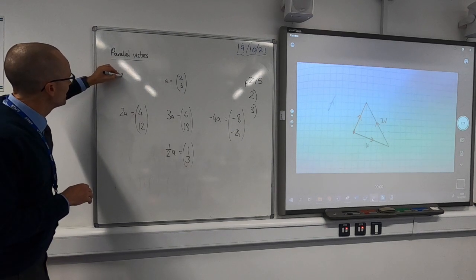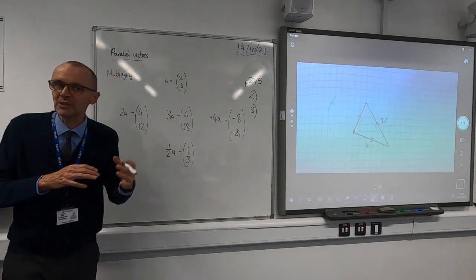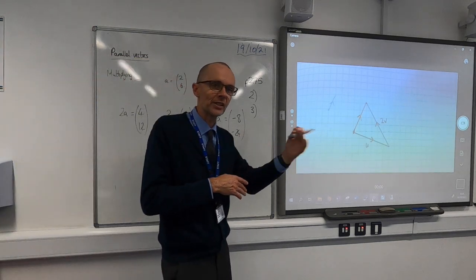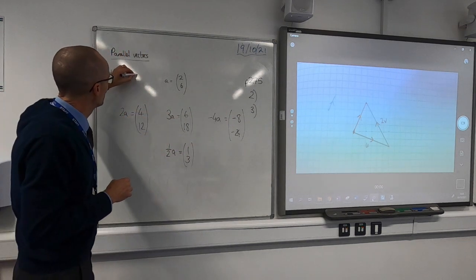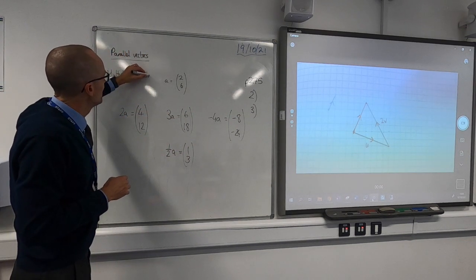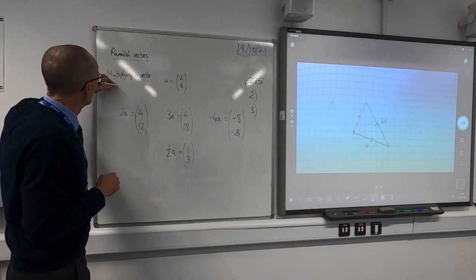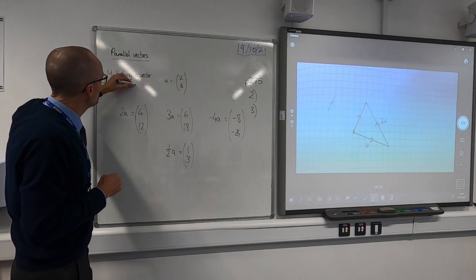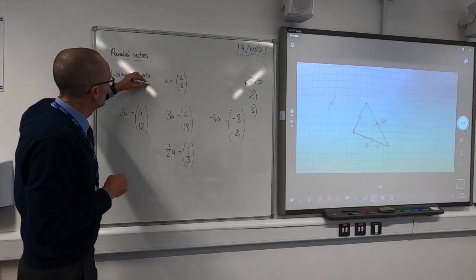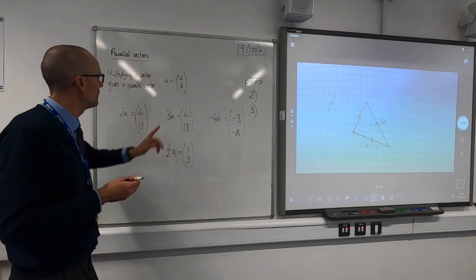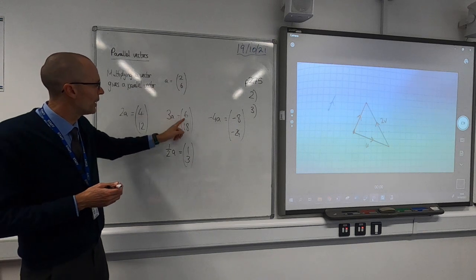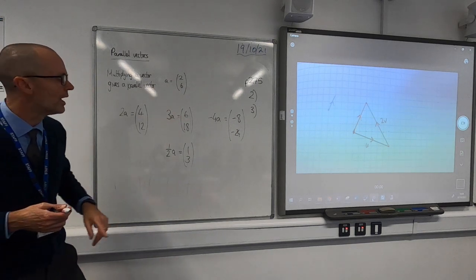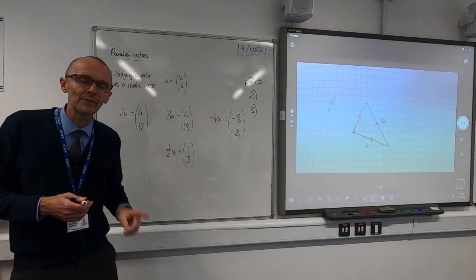We say multiplying a vector by a scalar, because if you remember from science, the opposite of vectors are scalars, which are number quantities that just have a value. Multiplying a vector by a scalar gives a parallel vector. And we can say more than that. I multiplied by 2, so this will be twice as long. I multiplied by 3, so this is 3 times as long. I multiplied by minus 4, so it's 4 times as long.